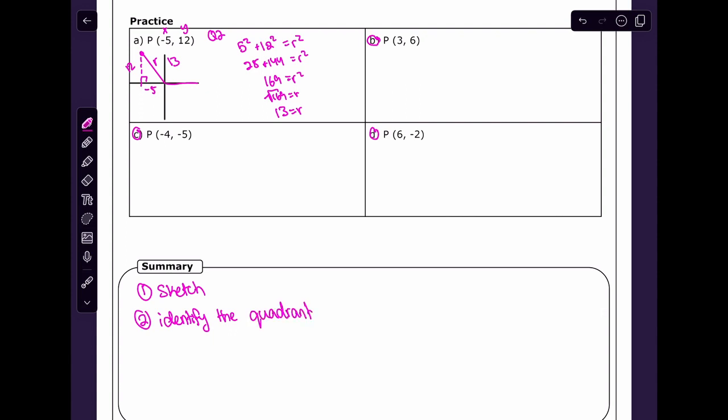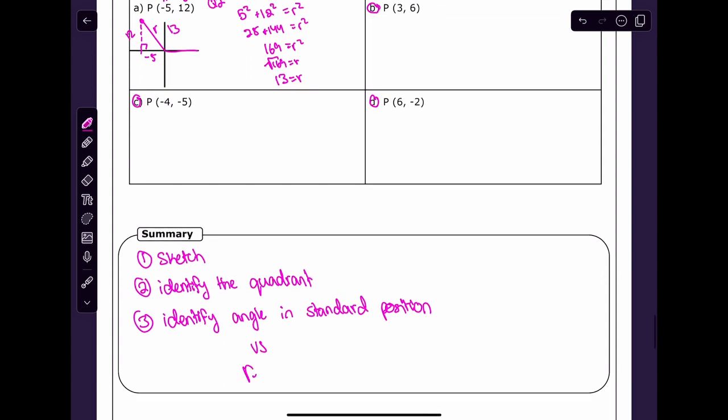Then I want you to identify the angle in standard position versus the reference angle. So in our example here, this would be your angle in standard position, and this would be our reference angle.